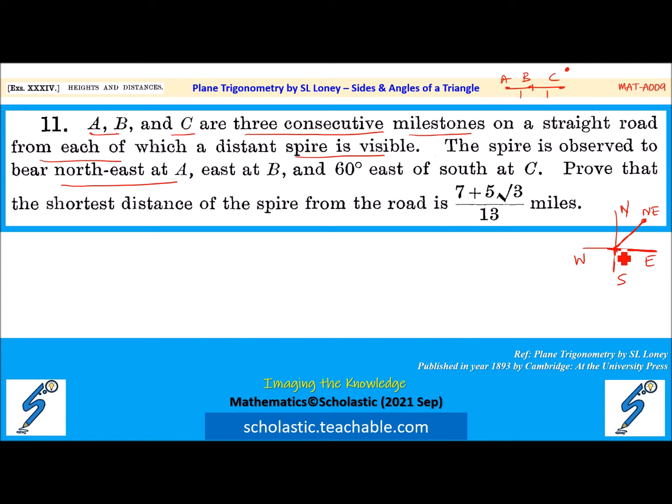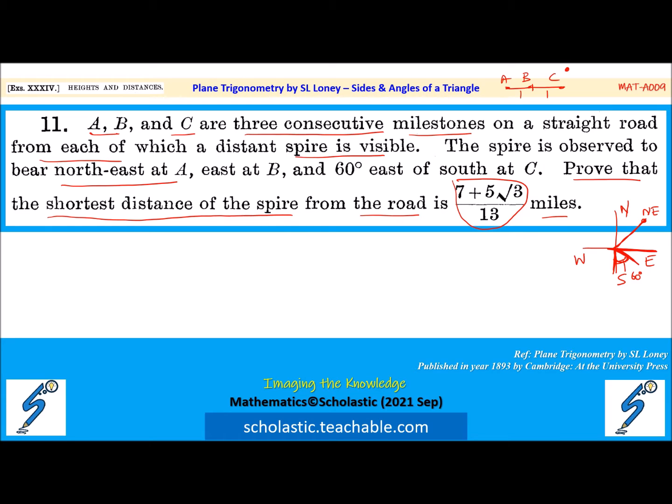So from south, if you go towards east, 60 degrees east of south means something like this. Okay, so to draw this specifically ABC, let's try to draw a picture. And finally, we have to prove that the shortest distance of the spire from the road is this value in miles. Let's try to sketch a simple figure here.